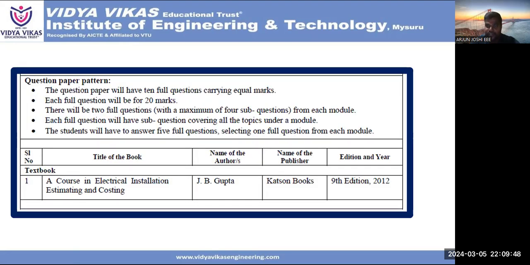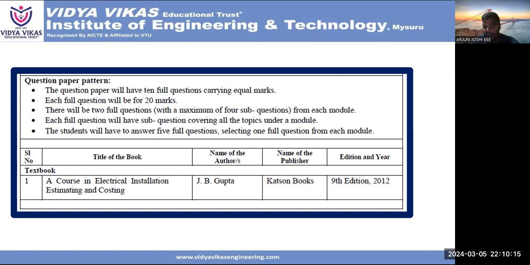Question paper pattern, you guys know, very simple. The question paper will have 10 full questions, obviously carrying equal marks, meaning 20, 20, 20, 5 into 20, 100 marks. Each full question will be 20 marks. There will be 2 full questions with a maximum of 4 sub-questions from each module. Each full question will have sub-questions covering all the topics under a module.